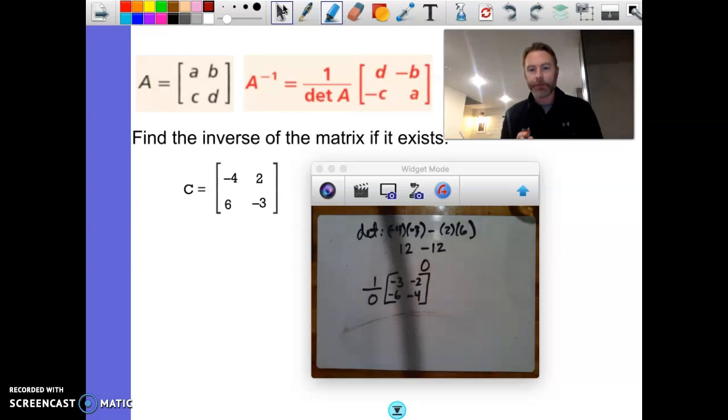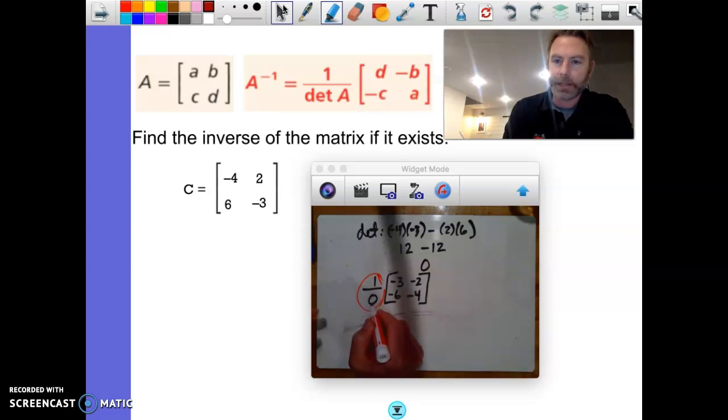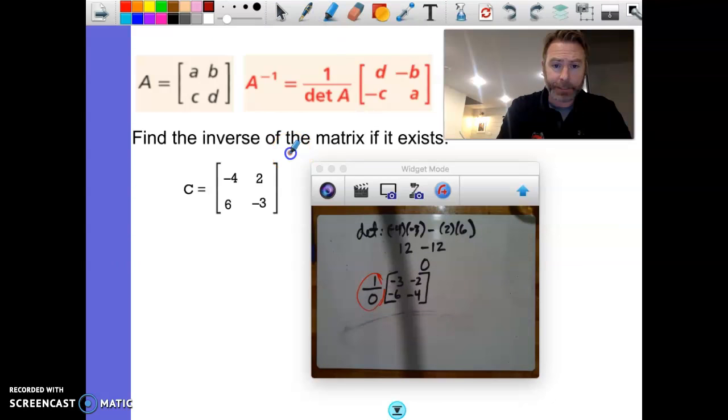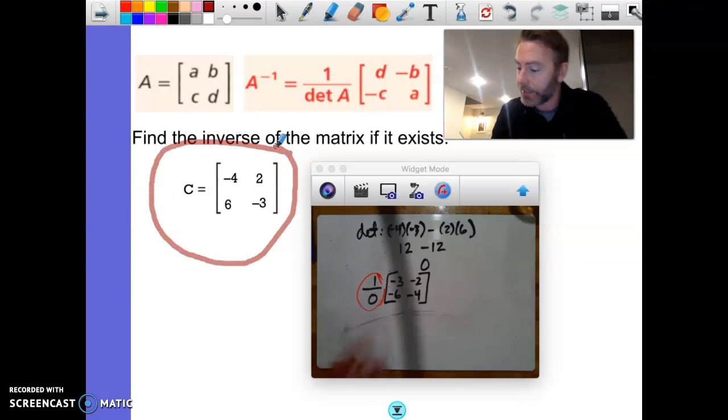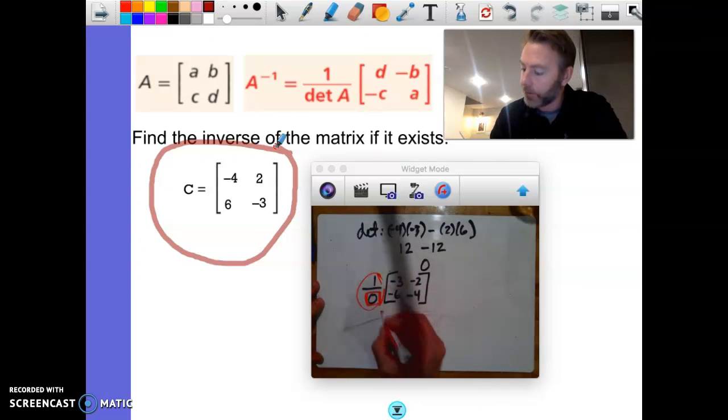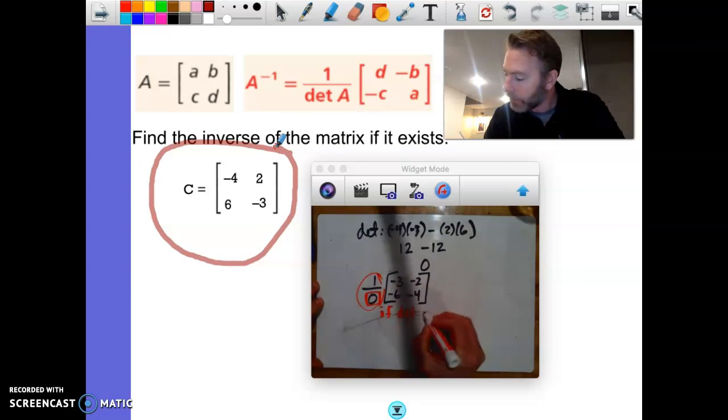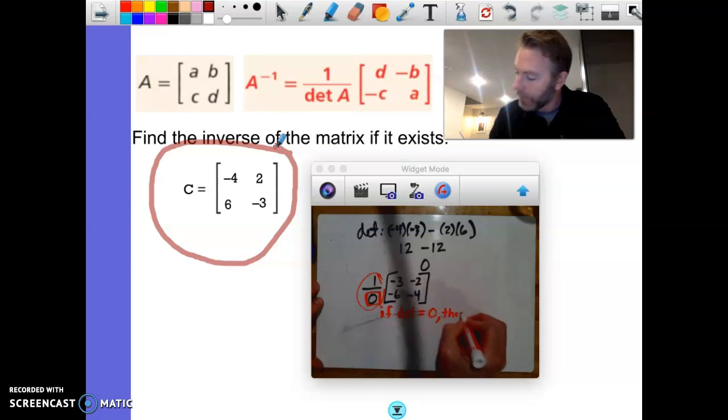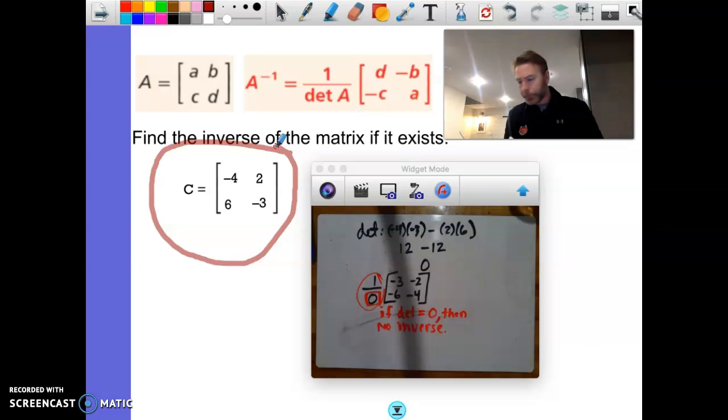Before I go any further, hopefully you have some danger alerts going on. This is an issue. We know that dividing by 0 is not defined. So here's a situation where there are some matrices that do not have inverses, and this is an example. The inverse of this matrix does not exist, and the reason is right here: if the determinant equals 0, then there is no inverse. Other than that, we find our inverses just like I told you on that previous problem.